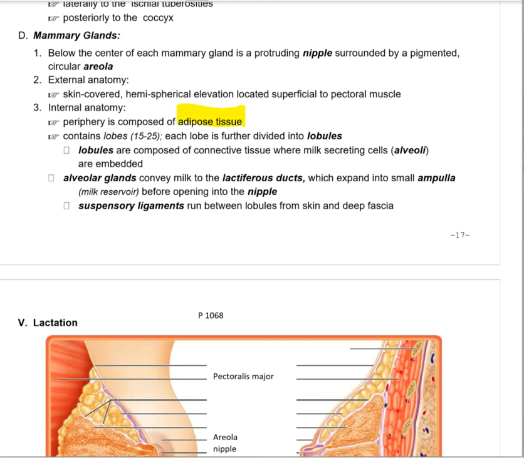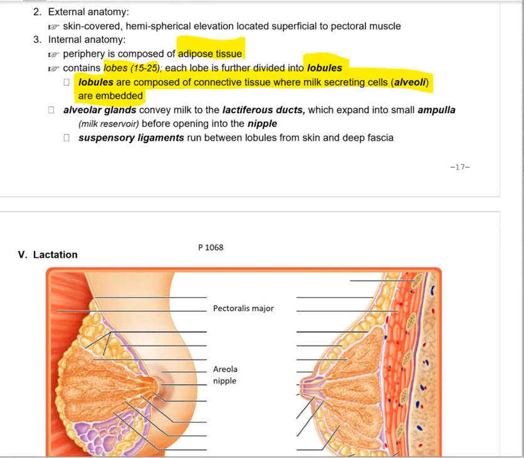And then there are lobes, and those lobes are divided into lobules. So we have lobes, and those lobes are divided into lobules. We'll highlight those in just a second. And those lobules are composed of connective tissue, and there are milk-secreting cells called alveoli, which is always a little confusing because we have alveoli of your lung, and you have alveoli of the mammary tissue here.